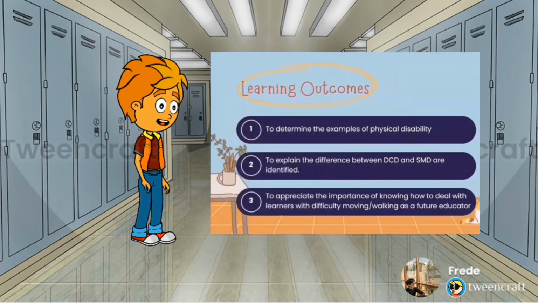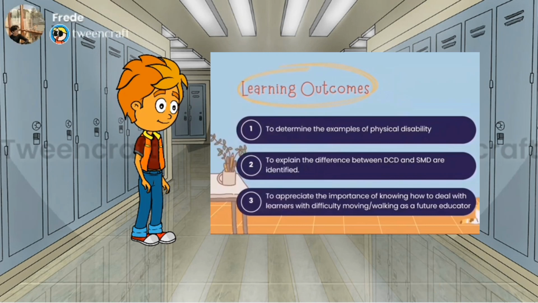But first, let me read you the learning objectives. First, we have to determine the examples of physical disability. Second, to explain the difference between DCD and SMD. And lastly, to appreciate the importance of knowing how to deal with learners with difficulty moving and walking as a future educator.